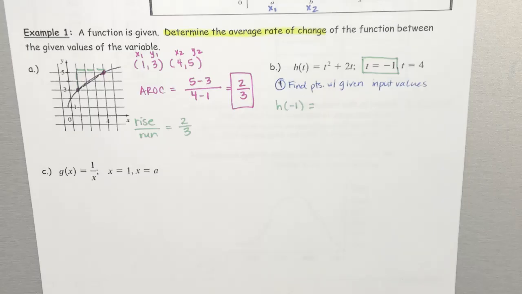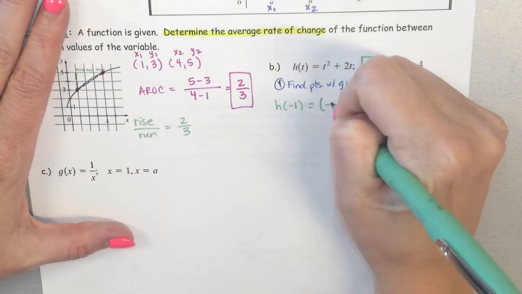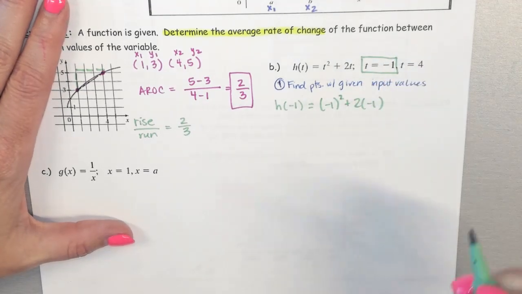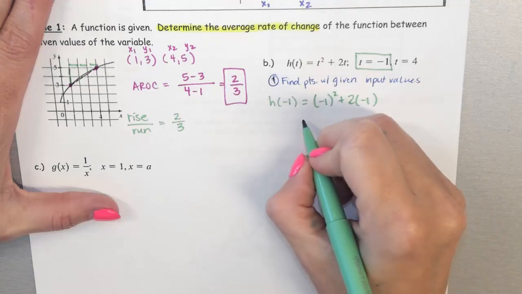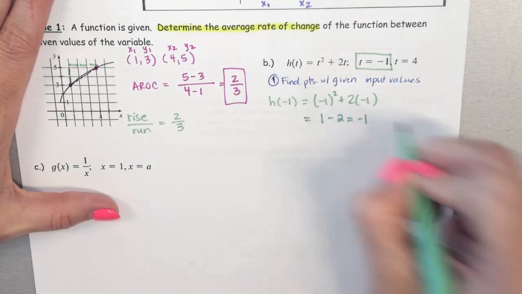Once you plug that in, use your order of operations. So why don't you try that? Sometimes we second guess ourselves when we have those. And then go ahead and do the same thing for 4. So -1 squared is a +1. So this is 1 minus 2, which is -1.